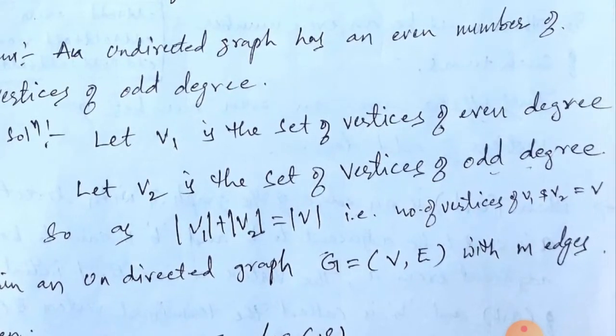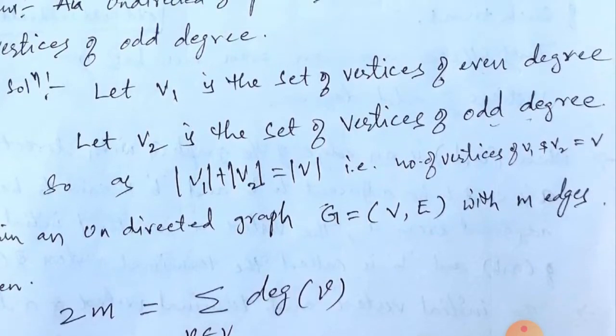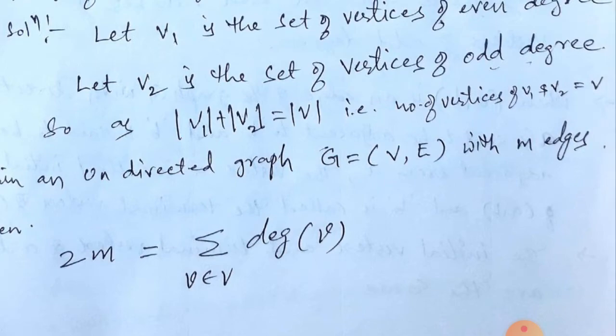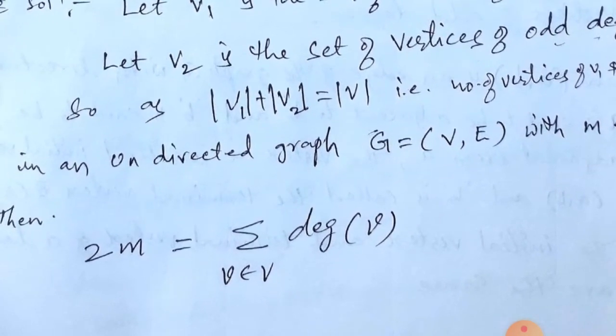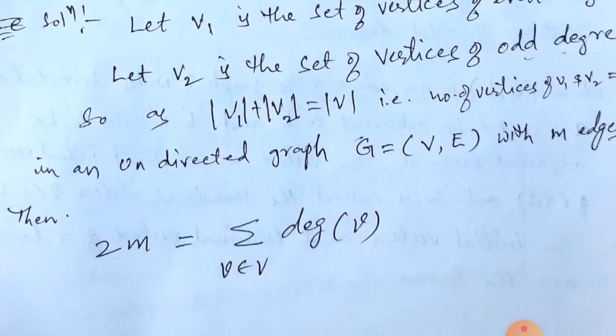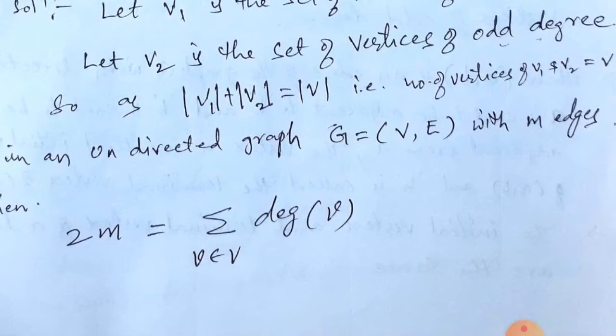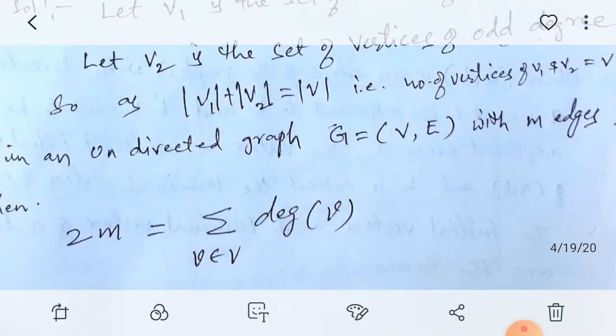We are dividing the total number of vertices into two categories: one is the even degree set, V1, and another is the odd degree set, V2. As a result, mod V1 plus mod V2 is equal to mod V, that is, the total number of vertices. Now from the previous theorem, what can we say? 2 into the number of edges is equal to the sum of the degree of every vertex.